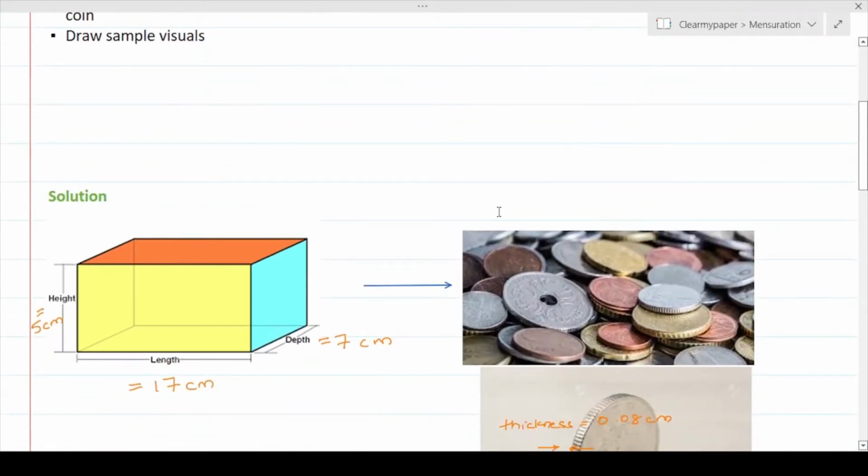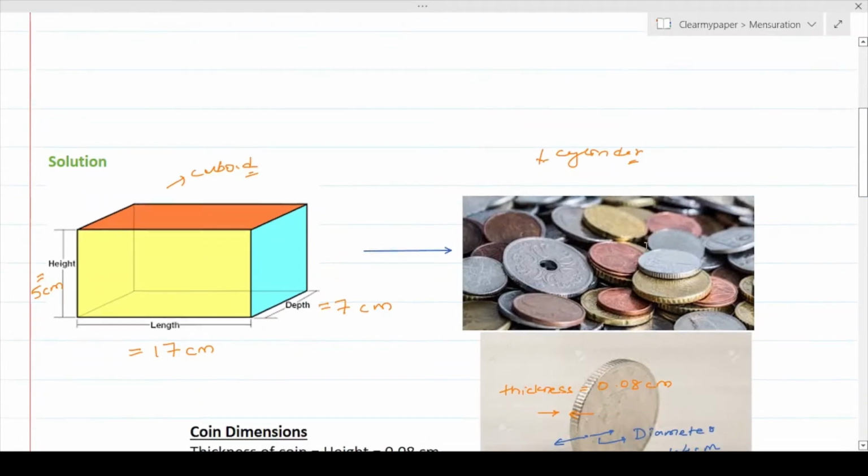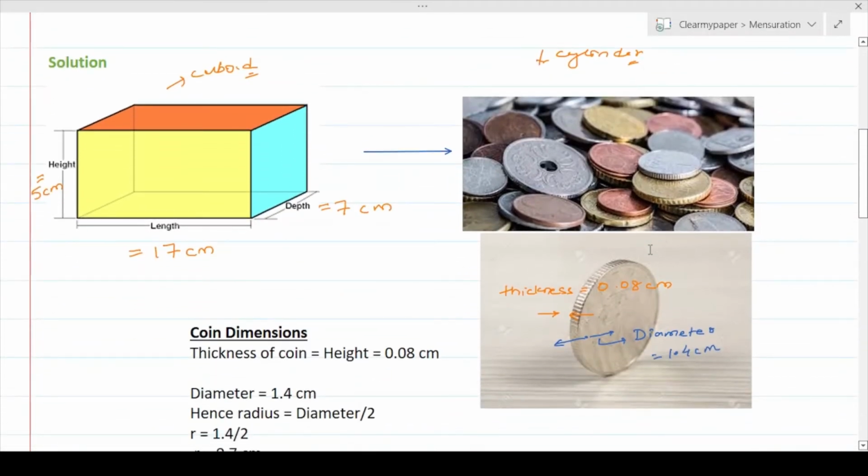So in the solution, we know that we have a cuboid. This is a cuboid, okay? And this is a cylinder. Although I've pasted the visual of coins, everything is a cylinder if you see here, okay? And let's put all the dimensions that they've given. For the cuboid, they've given us the length 17, breadth and height. So everything is in centimeter.